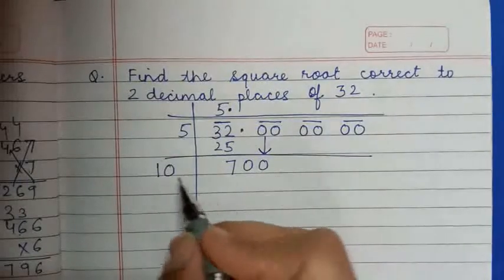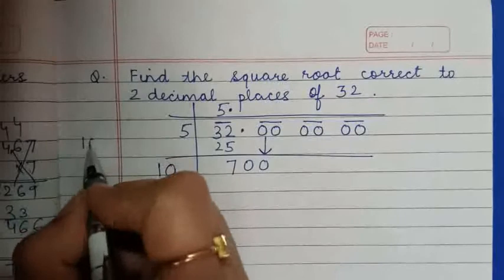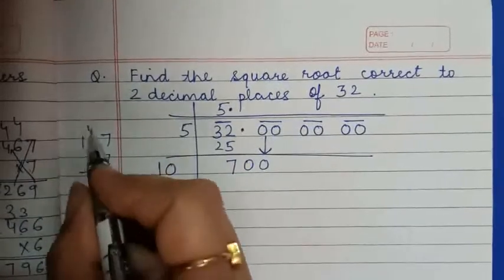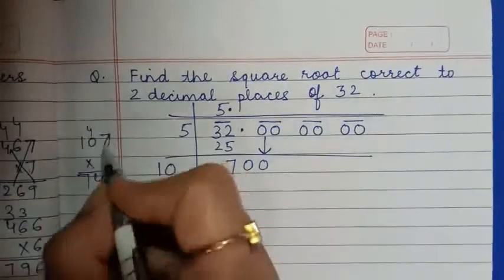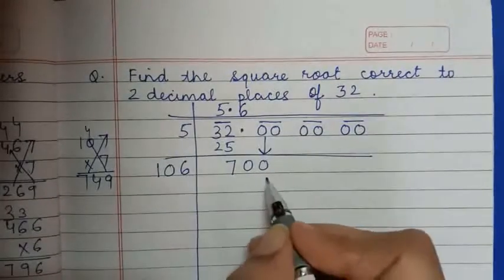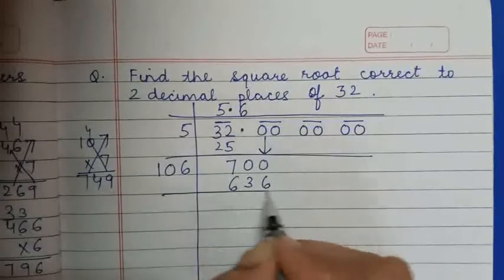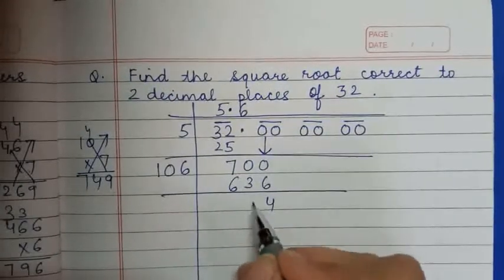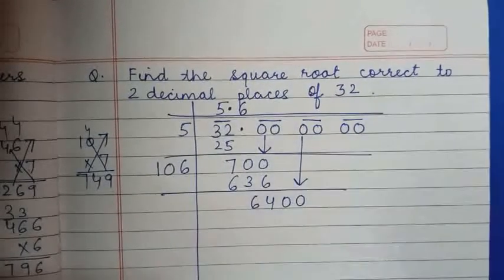Correct? Now what number do we keep here? If I keep 7, 107, what will it be? 7 7s are 49, 7 0s are 0, 7 1s are 7. 749 is greater than this, so we cannot take 7, we take 6. We keep 6 here, and what do we get? 6 6s are 36, 6 0s are 0, 6 1s are 6. Subtract: 10 minus 6 is 4, 9 minus 3 is 6. We copy another pair, that is 00.